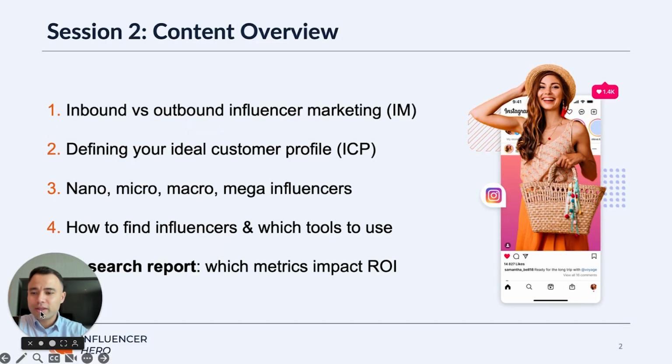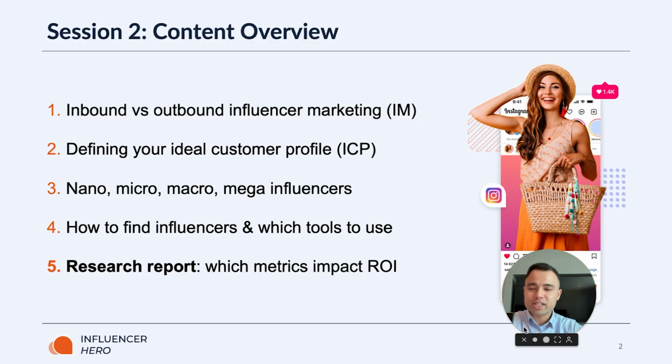So let's go through the table of contents of today's session. Let me quickly start with point 5 here, because it interlinks with what I just mentioned about data-backed decision-making. We published a research report which goes into depth on which metrics correlate with ROI. We analyzed over 10,000 commercial influencer posts to determine which variables correlate with conversion, right? That's what our data scientists worked on. This will be covered in the last chapter of today's session, but let's go through it chronologically.